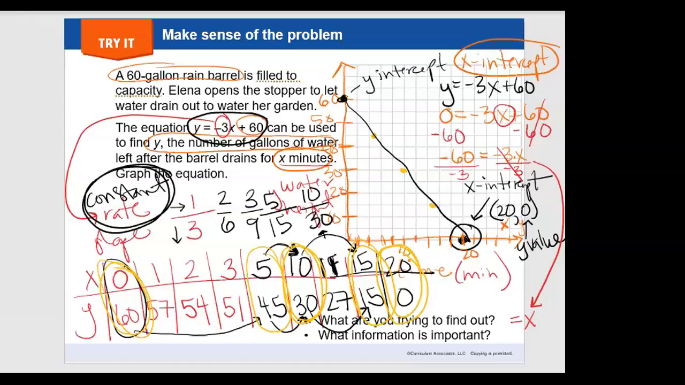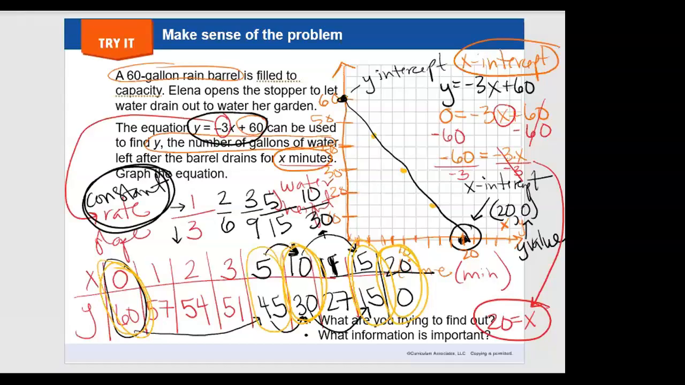We're left with x equals. What's negative 60 divided by negative 3? Negative 20. Not negative 20. Positive 20. A negative divided by a negative is a positive. Okay, now I get it. It's been a long time. You guys have some cobwebs to dust off.